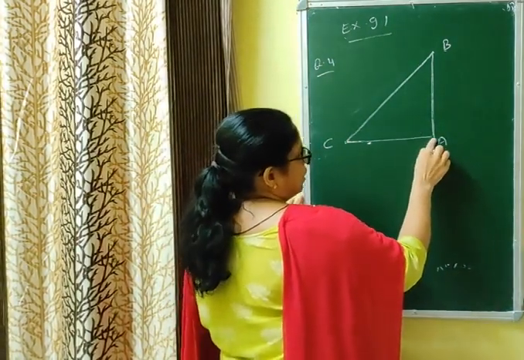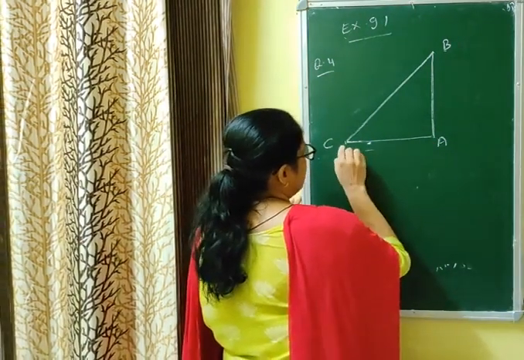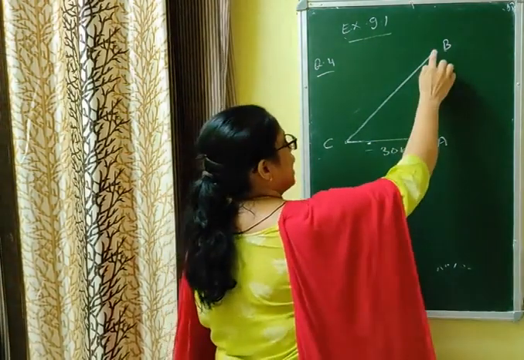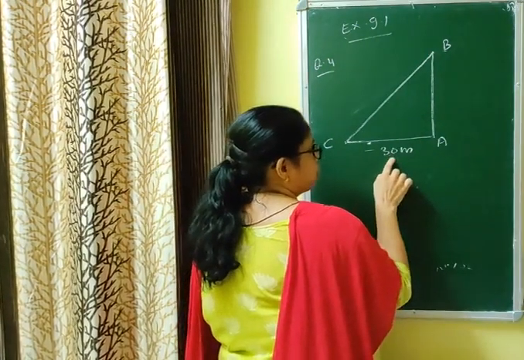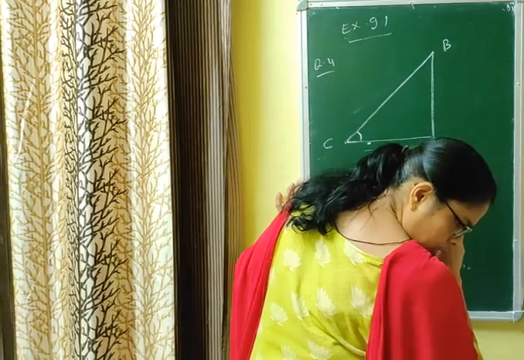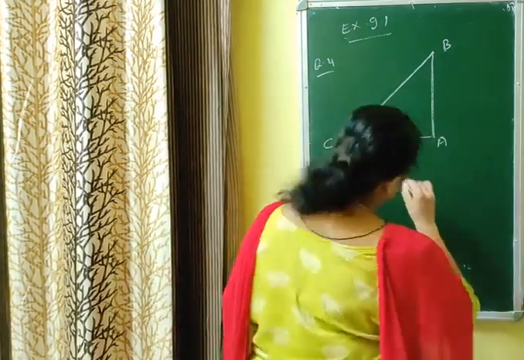A point is taken on the ground from the foot of the tower A. The distance between the point and the foot of the tower is 30 meter, this is given. The angle of elevation of a point on the ground which is 30 meter away from the foot of the tower is given as 30 degree.